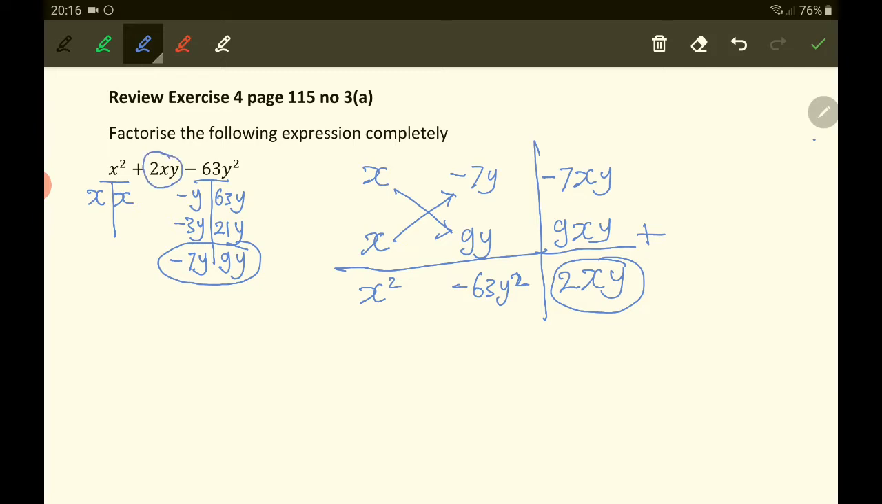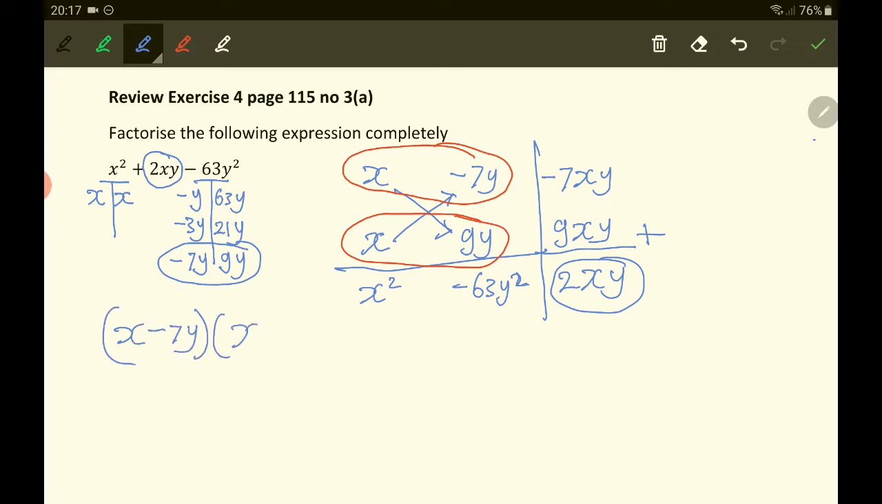Since this is the same, 2xy, this is the answer. The factors of this expression are x minus 7y times x plus 9y. So this is the cross method. I hope you remember.